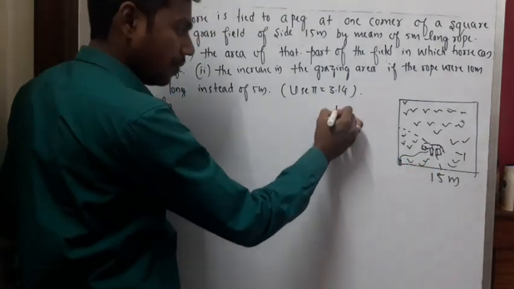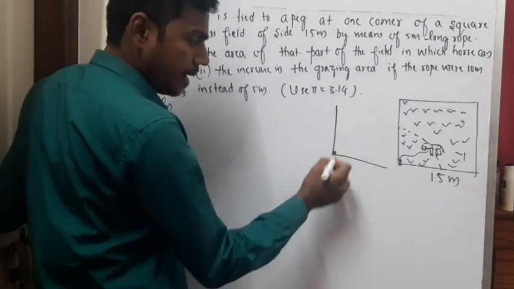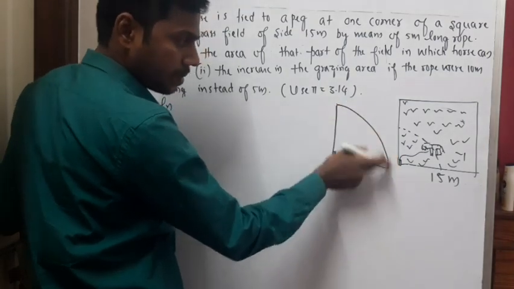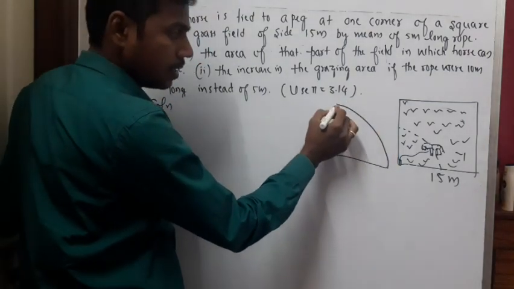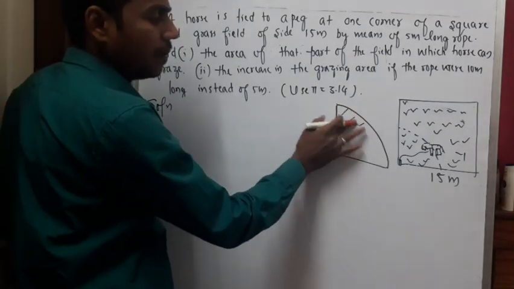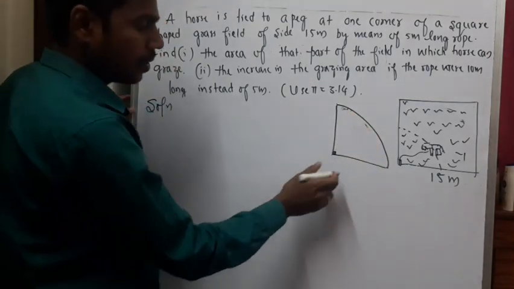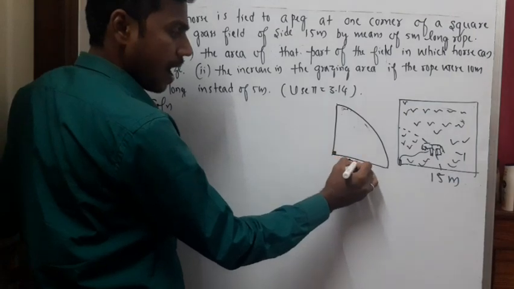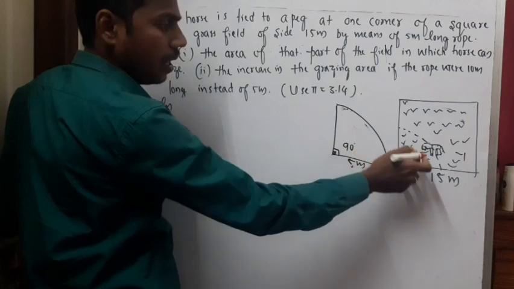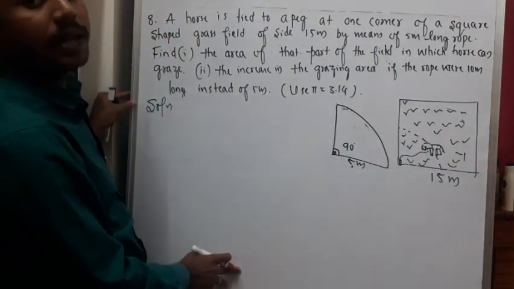See, suppose it is a square field, and this is the peg and this is the rope, so the horse can roam within this area. So this looks like a sector. We need to find the area of this sector, that will be equal to the area of the field in which the horse can graze. This is 5 meter, this is 5 meter and this is 90 degree, because all the angles of a square are equal to 90 degree.